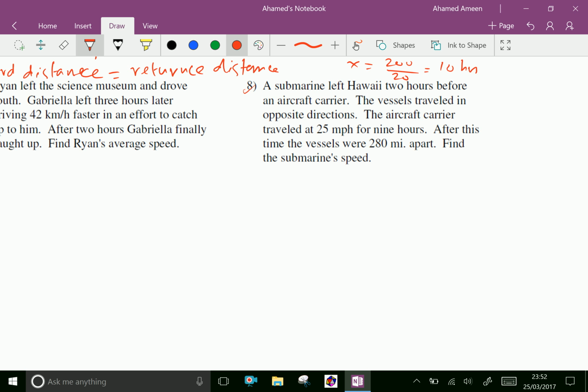A submarine left Hawaii 2 hours before an aircraft carrier. The vessels traveled in opposite directions. The aircraft carrier traveled at 25 miles per hour for 9 hours. After this time, the vessels were 280 miles apart. Find the submarine speed.